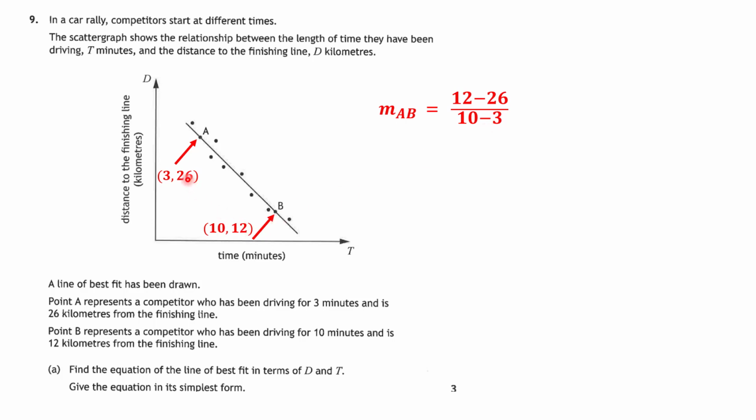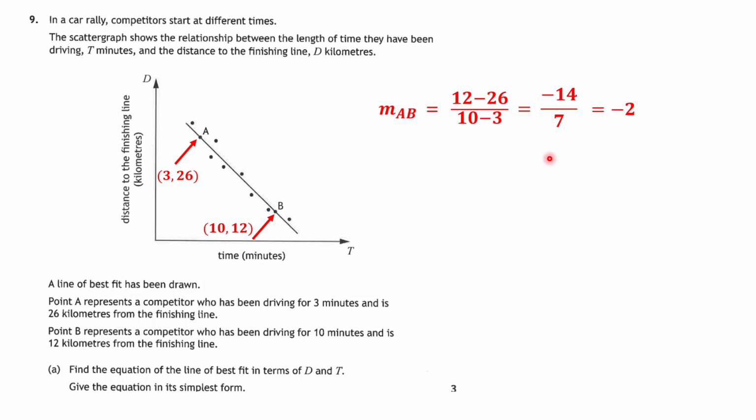12 take away 26 on the top, and over 10 take away 3. Do it in the same way. You have to do it from this point to that point. Or you could do it the other way, but I'm doing it this way. Now we go 12 take away 26 is negative 14, and 10 take away 3 is 7. Divide that and you get a negative number, you get negative 2, and that's what you'd expect because the slope of the line is going downhill, and downhill lines have a negative gradient.